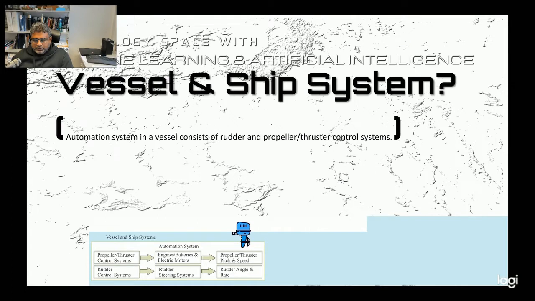The propeller and thruster control system is often associated with engines or batteries and electrical motors to power the system itself. The rudder control system is associated with the rudder steering system. The parameters we are going to control under the rudder control system would be rudder angle and rudder rate. And under the propeller and thruster control system, we would control the propeller and thruster pitch and speed.